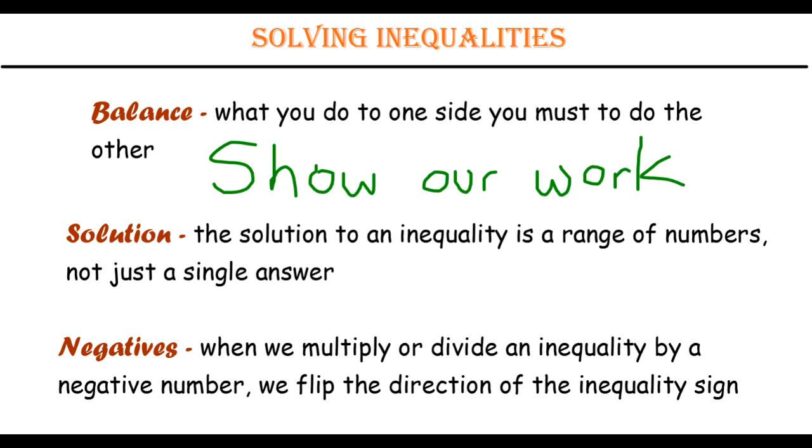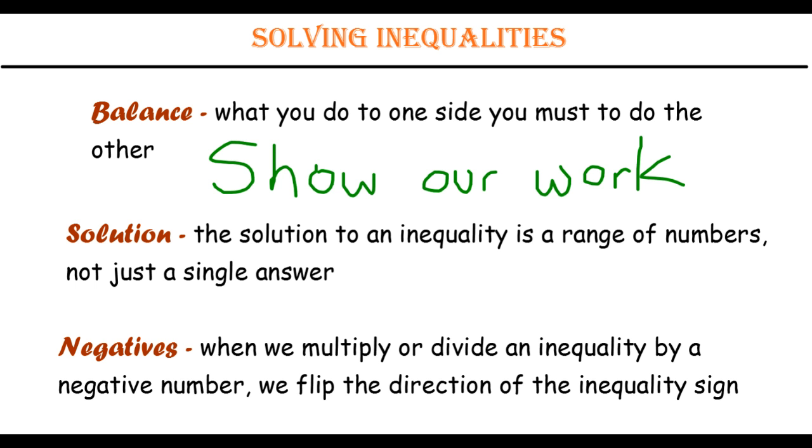And finally, one little extra thing that we have to worry about with negatives. Because inequalities are based on the relationships between the absolute values of numbers, and those are backwards between positive and negative numbers, when we multiply or divide an inequality by a negative number, we need to flip the direction of the inequality sign. Because even though 1 is less than 2, negative 1 is actually greater than negative 2. So we have to worry about that.